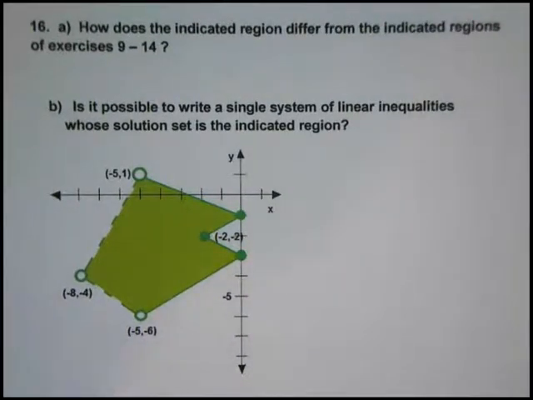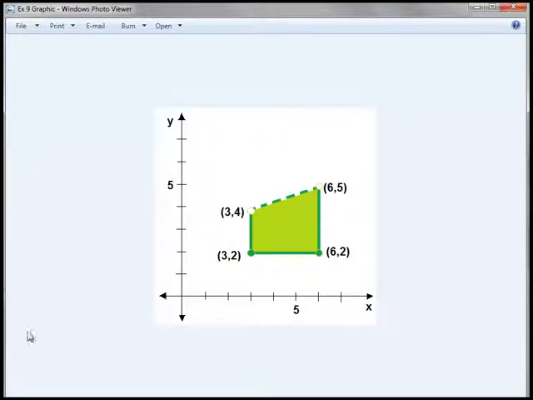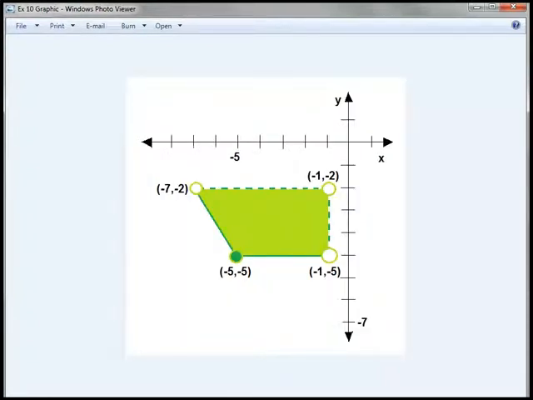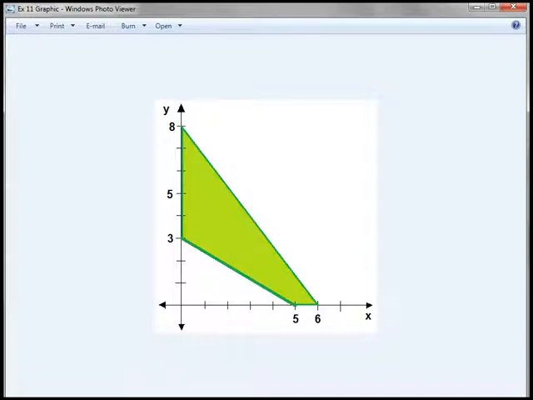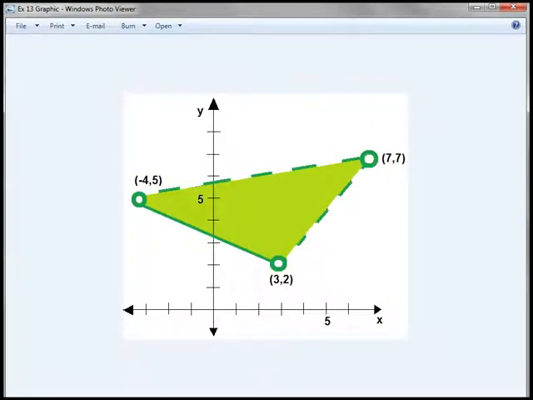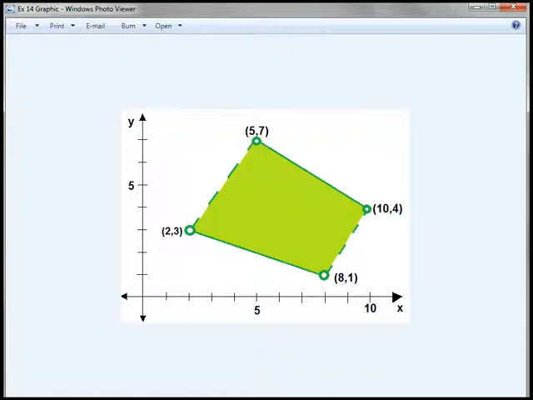Exercise 16. How does the indicated region differ from the indicated regions of exercises 9 through 14? Alright, so we have this region here. Well, let's take a quick look back at exercises 9 through 14, their regions. Here are the regions from exercises 9, 10, 11, 12, 13, 14.